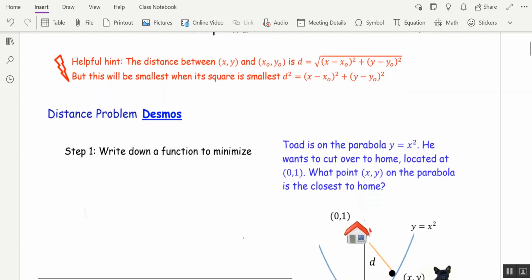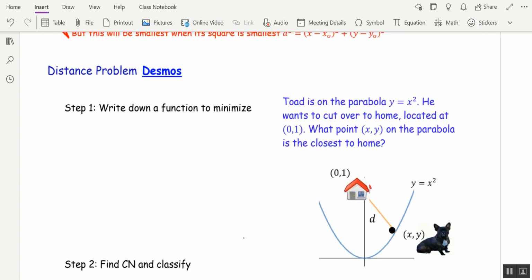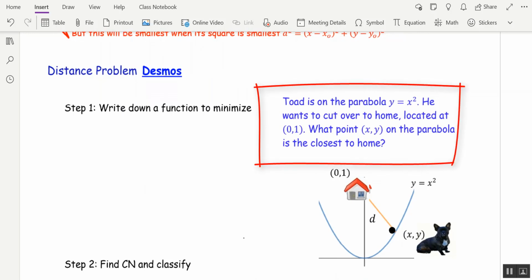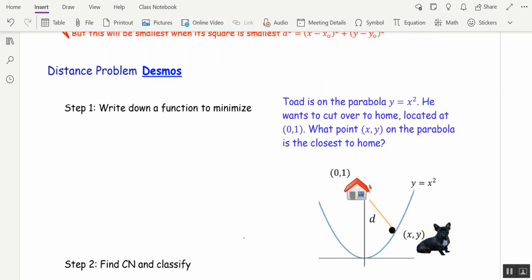So let's just jump into this first problem involving Mr. Toad. The problem's over here. Mr. Toad is on the parabola y equals x squared, and his home is over here at (0, 1). And we want to know at what point on the parabola is he going to be closest to home. So we want to minimize the length of this yellow line.